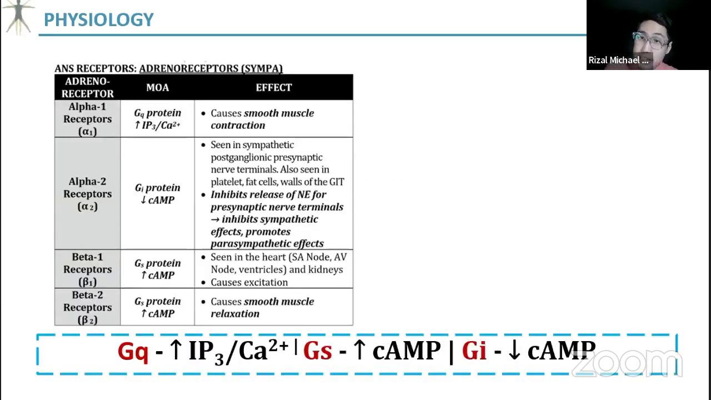What's more important in this part is yung mga receptors, okay? So in the adrenergic system, you have your alpha 1, 2, beta 1, 2, and you even have your beta 3, right? So yeah, they use your G protein. So kapag Gq, that increases your IP3 and calcium. Kapag Gs, increases your cyclic AMP. And kapag Gi, inhibitory, decreases your cyclic AMP.